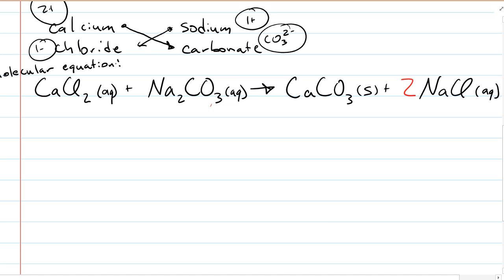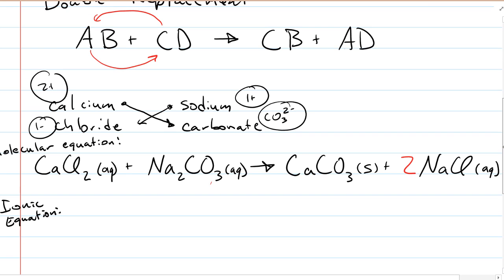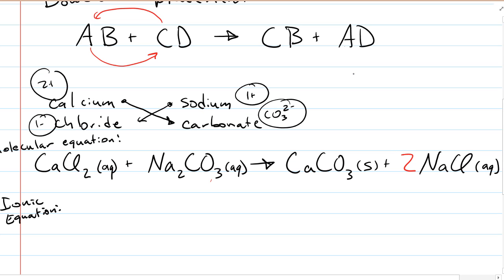All right, but what we're going to do here is we are going to now go from the molecular equation to what we call the ionic equation. And this is where students start running into trouble, is when we go from the molecular to the ionic equation. When we go from the molecular to the ionic, what we're going to do is we are going to separate all of the strong electrolytes.